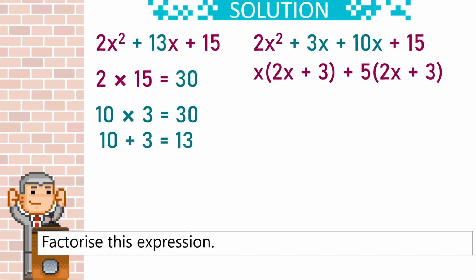We're going to now look at the terms outside of the brackets, the x and the plus 5. That will form our first quadratic bracket. And then the repeated term will give us our second bracket. So when we factorise 2x squared plus 13x plus 15, it gives us x plus 5 in the first bracket and 2x plus 3 in the second bracket.